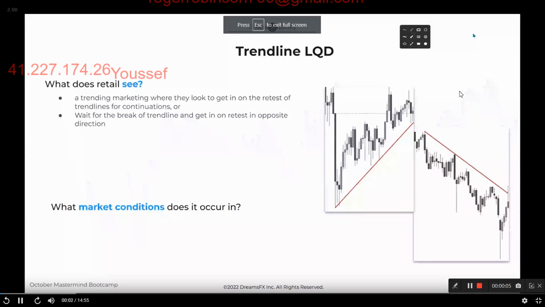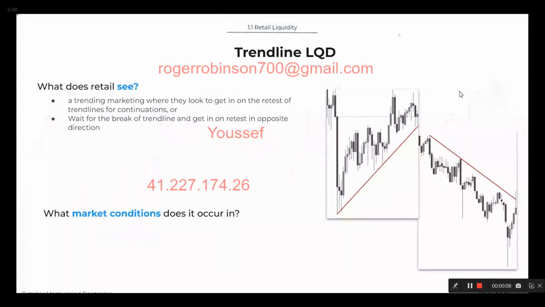There's no right way to draw a trend line. Some people use bodies, others use wicks, and so on and so forth. The trend line, obviously, we know retail traders see a trending market where they look to get in on the retest of trend lines for continuations.